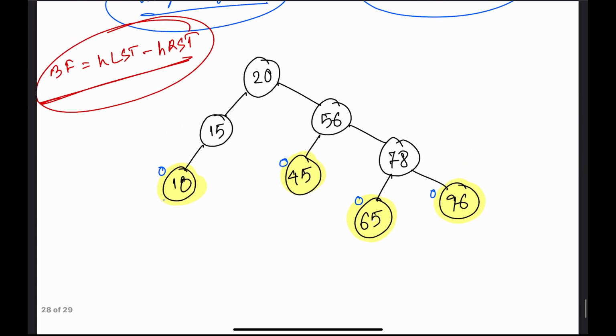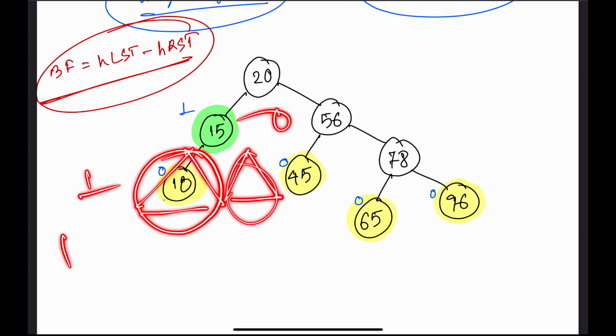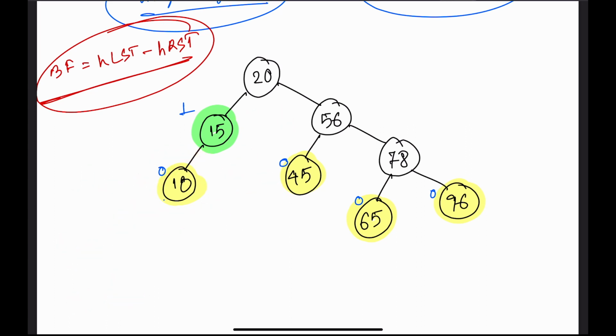But when it comes to this subtree, what would be the balance factor? Obviously it is going to be 1. Why? Because there is a left subtree and a right subtree. The left subtree has height 1 and the right subtree has height 0. So 1 minus 0 equals 1. Now let's talk about this one.